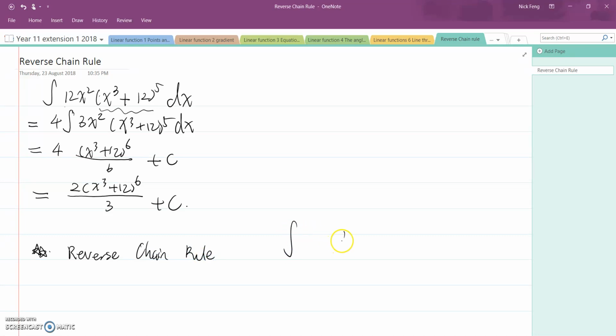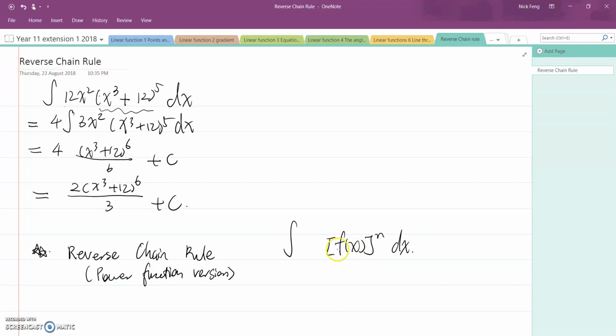If I'm integrating power function version only. Why is it the power function version only? Because we'll be dealing with other types of functions very soon. If I want to integrate the whole function to the power of n, which is something like x cubed plus 12 to the power of 5 in this case, we can't just do it straight away. We actually need the component.